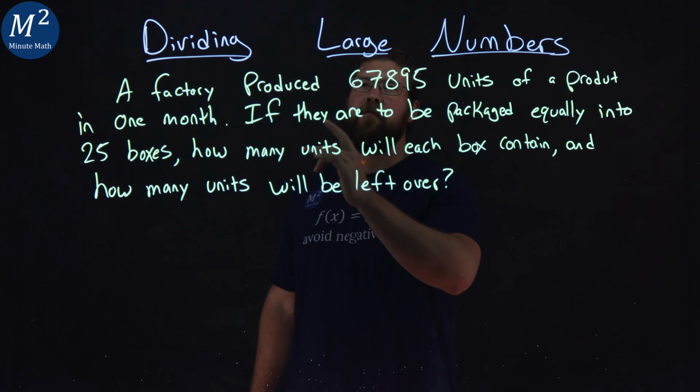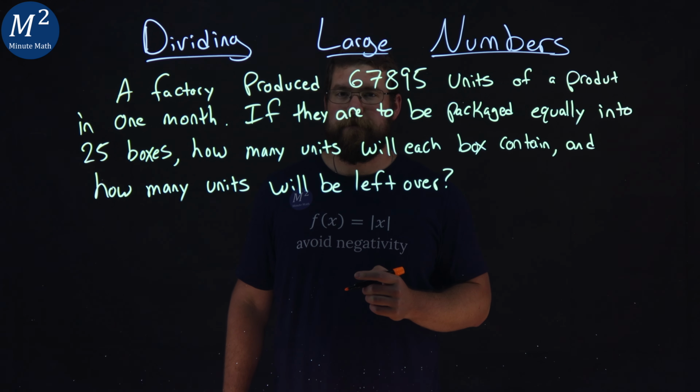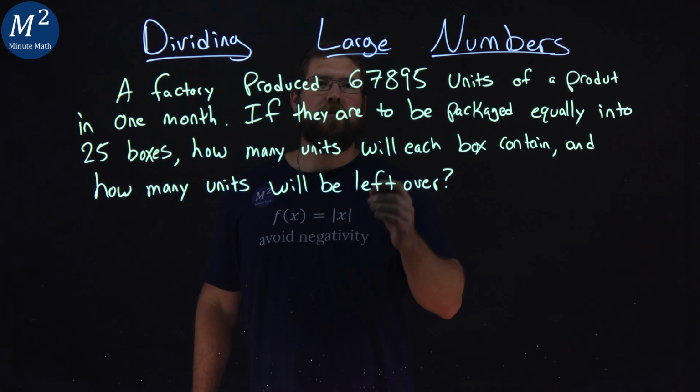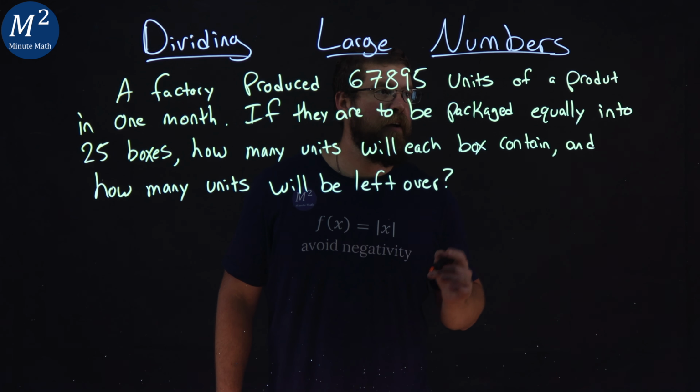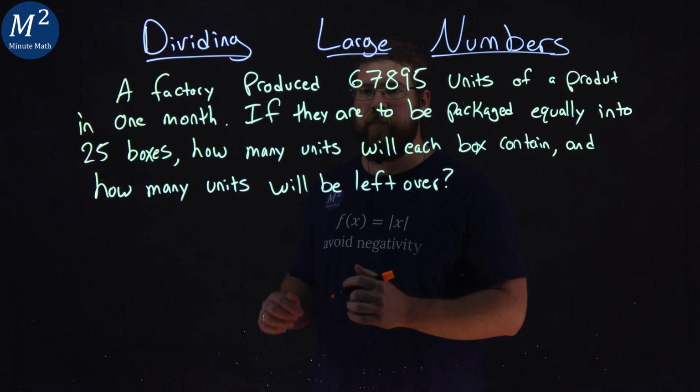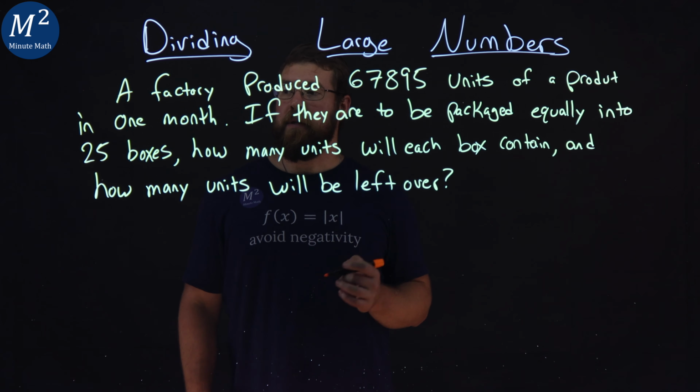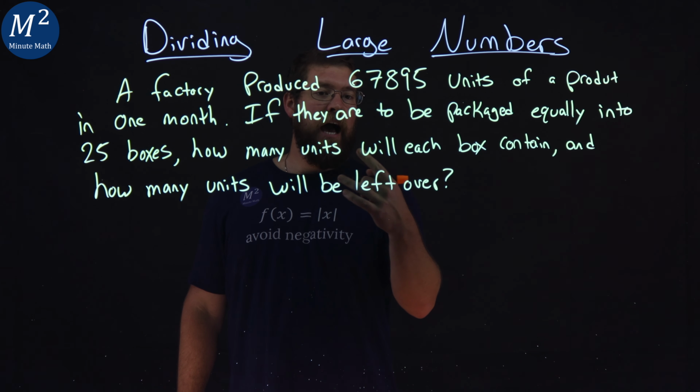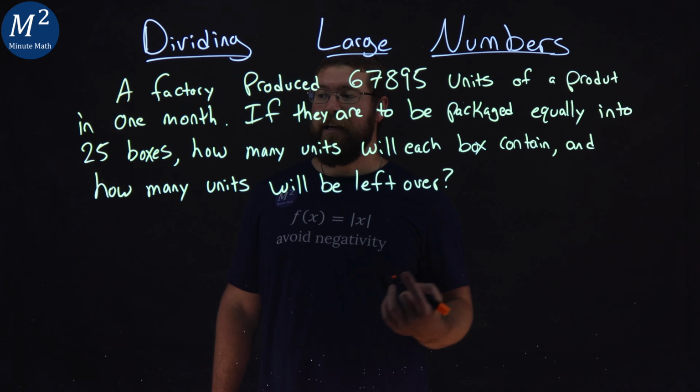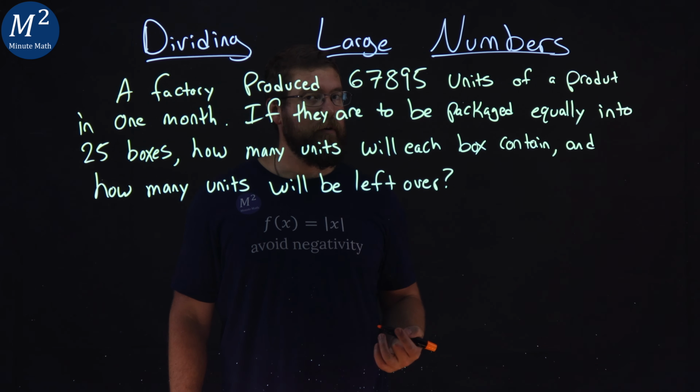Let's learn about dividing large numbers. A factory produced 67,895 units of a product in 1 month. If they are to be packaged equally into 25 boxes, how many units will each box contain and how many units will be left over?